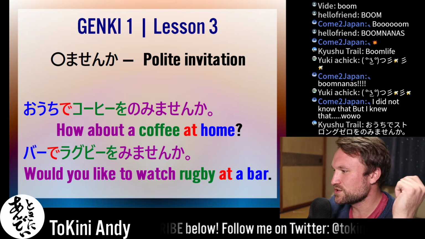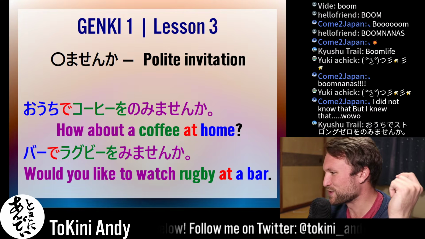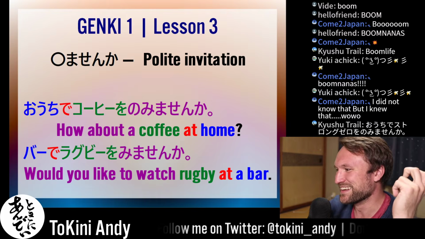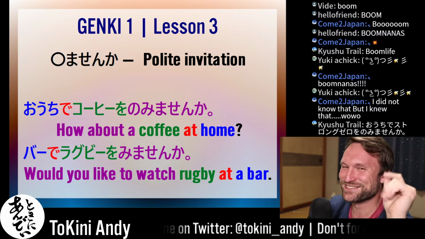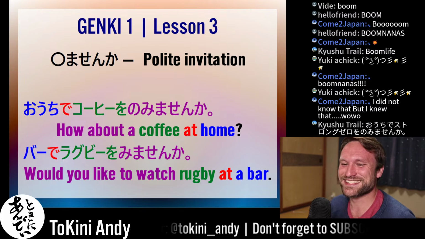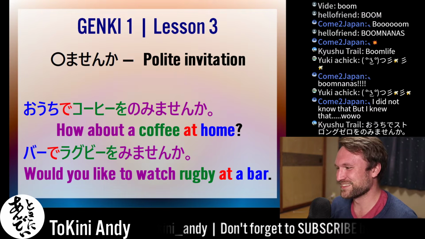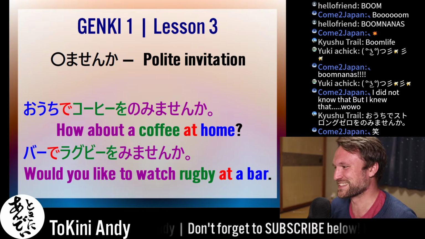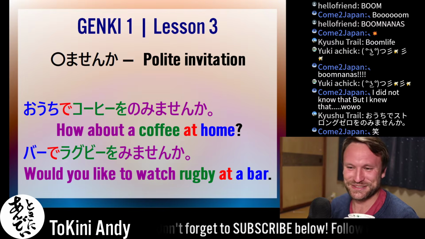Kyushu Trail says, Ouchi de strong zero o nomimasen ka? That's just straight up, yeah. That's an invite right there. That's a different type of dangerous, Yuki said. In all kinds of ways. Strong zeros are... Whew.